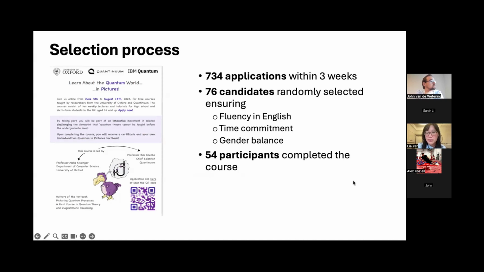We had 54 participants complete the course, and this was defined as submitting a complete exam at the end of the course. But also attendance-wise, we had about 50-something students, maybe high 50s or low 60s, who stuck through the whole course.